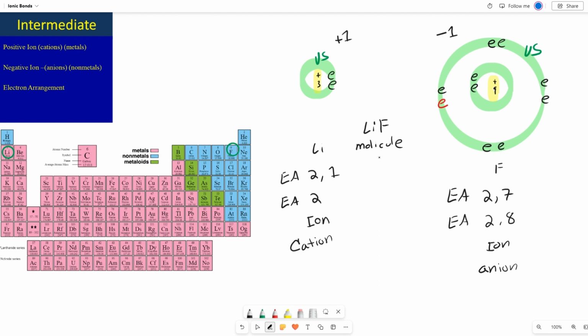All right, so that's a couple examples of atoms undergoing ionic bonding.